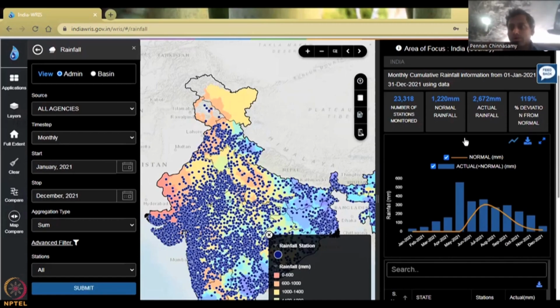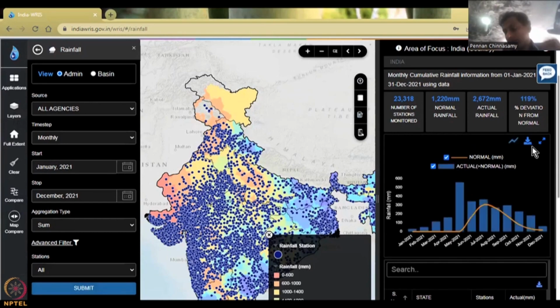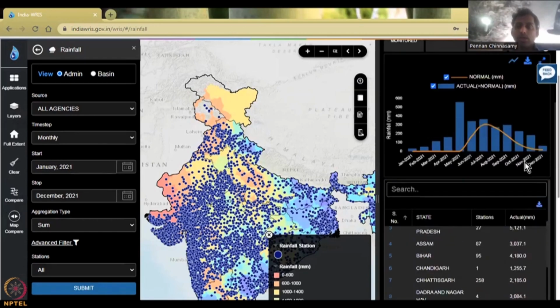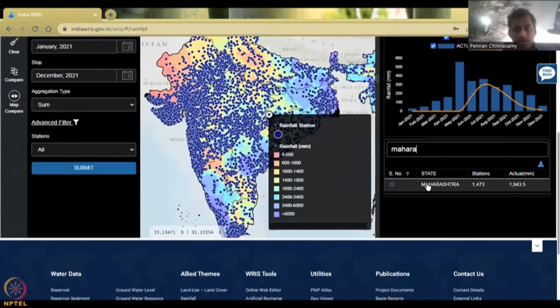Okay, so now you can download this data, or convert it into a line graph by clicking the line. You can download the data by clicking this button. We have already seen this in the groundwater class. And then all the states are here. Since IIT Bombay is from Maharashtra, let me just type Maharashtra and Maharashtra comes.